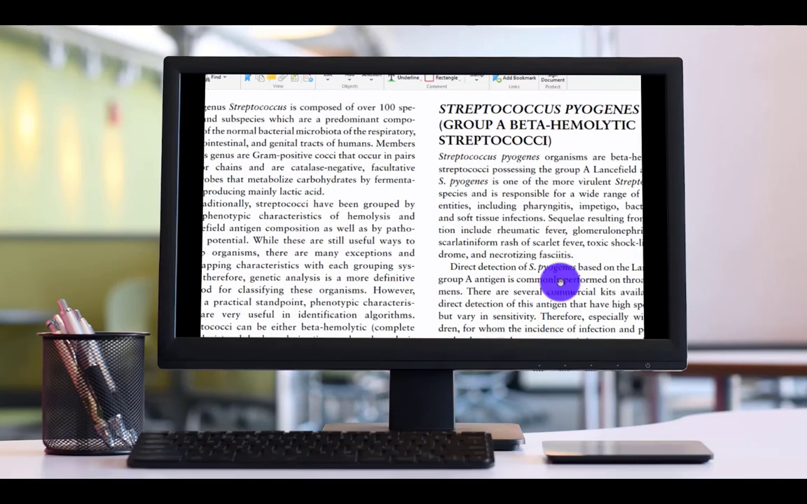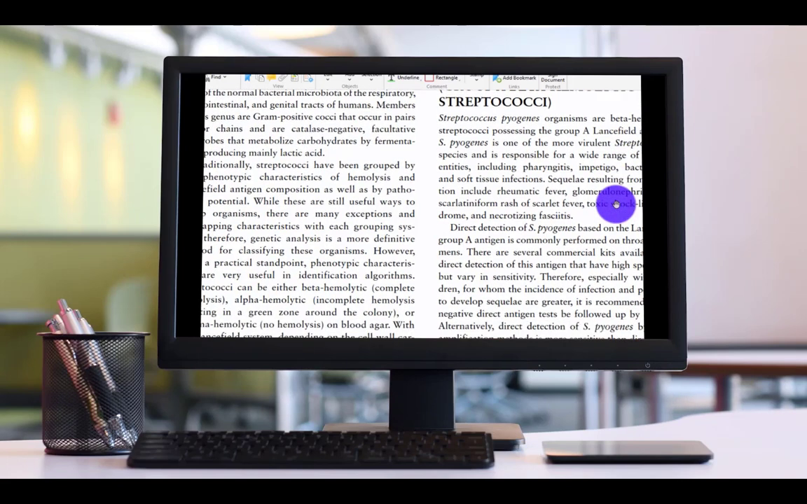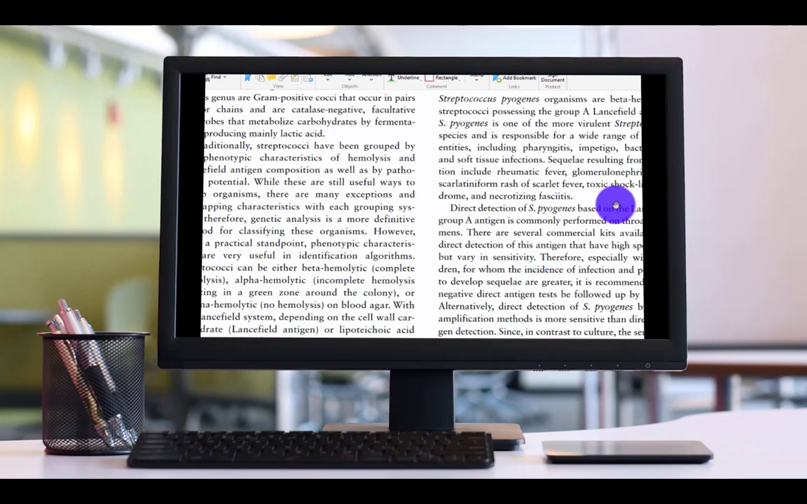Streptococcus pyogenes, group A beta hemolytic streptococci. Streptococcus pyogenes organisms are beta hemolytic streptococci possessing a group A Lancefield antigen. Streptococcus pyogenes is one of the more virulent streptococcus species and is responsible for a wide range of clinical entities including pharyngitis, impetigo, bacteremia, and soft tissue infection.